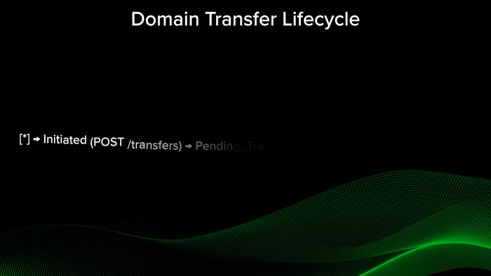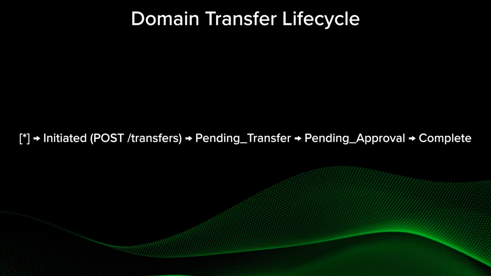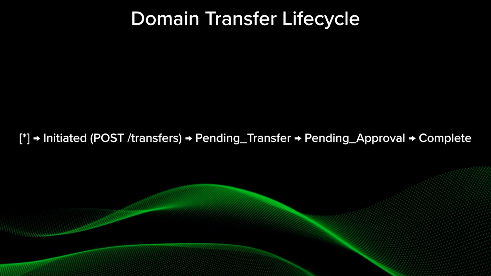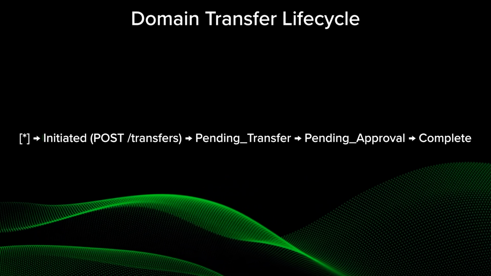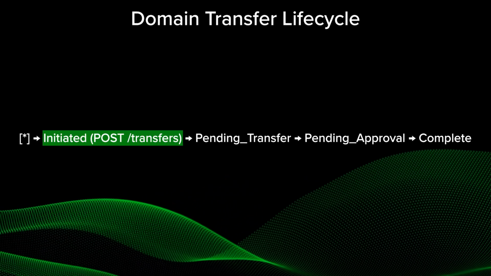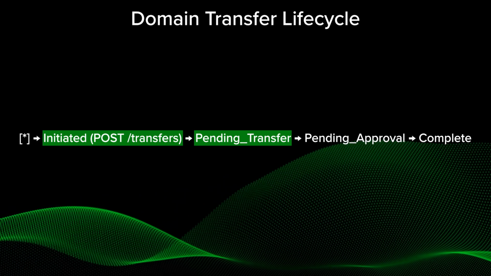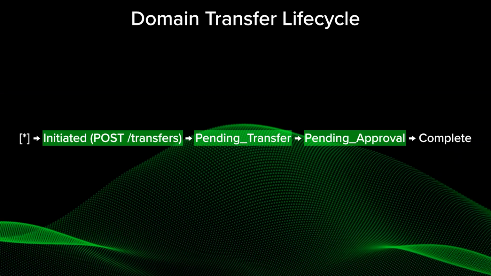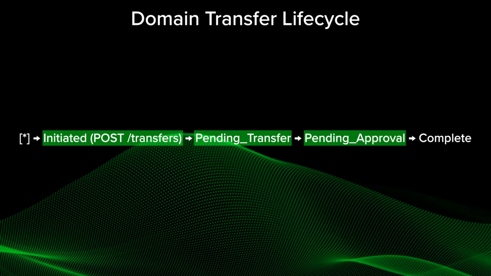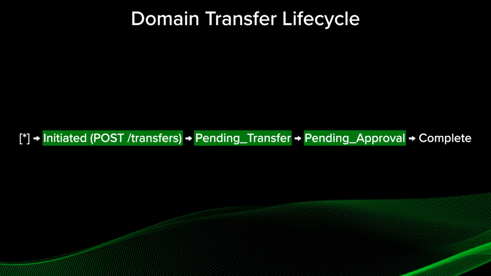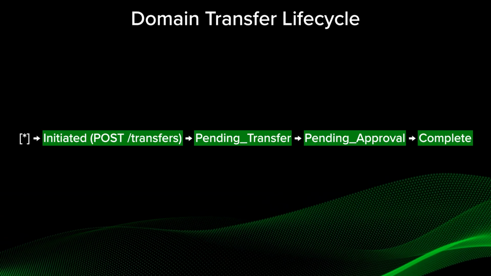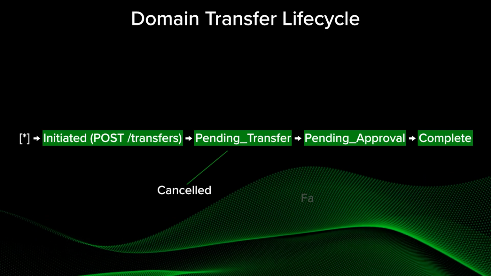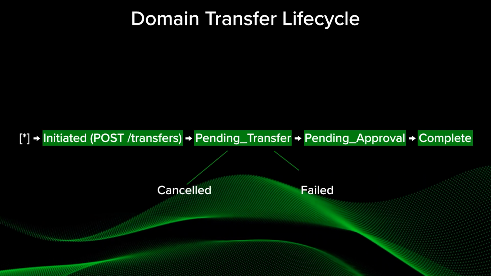Now let's talk about the domain transfer lifecycle, because understanding the state machine will make the polling logic we write later much clearer. A transfer moves through a fixed sequence of states. After we post to the transfer's endpoint, it enters a pending transfer state. Some registrars require explicit approval, which moves it to pending approval. Once approved, either manually or automatically after the ICANN window, the transfer reaches the complete state. At any point in the first 5 days, we can cancel, and if the auth code is wrong or the domain is still locked, the transfer lands in a failed state immediately.